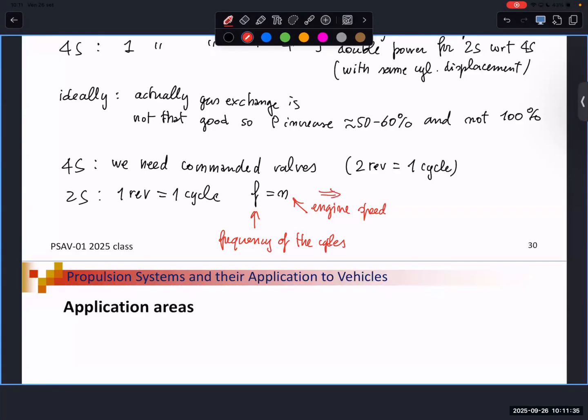And so what I have is a design simplification. For instance, I can use ports. Ports that are covered and uncovered by the piston motion. Of course, ports are cheaper with respect to the design and the command of the valve. So simple and cheaper.